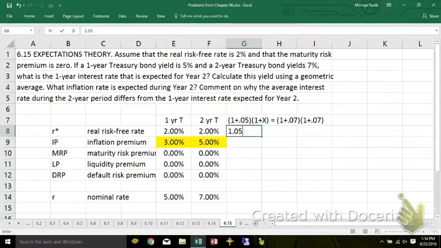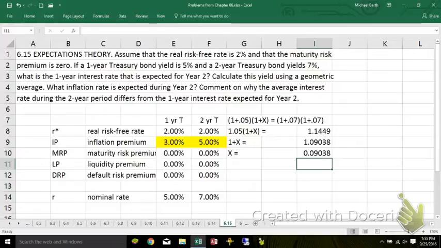So that'd be 1.05 times 1 plus X would be equal to 1.07 squared, or 1.1449. Divide both sides by 1.05, then 1 plus X, the 1 year rate 1 year from now, would have to be equal to this divided by 1.05. And then I subtract the 1 from both sides. X would be equal to a hair over 9%.